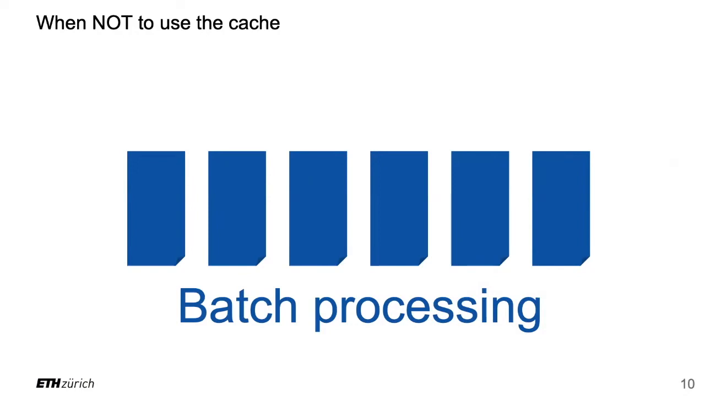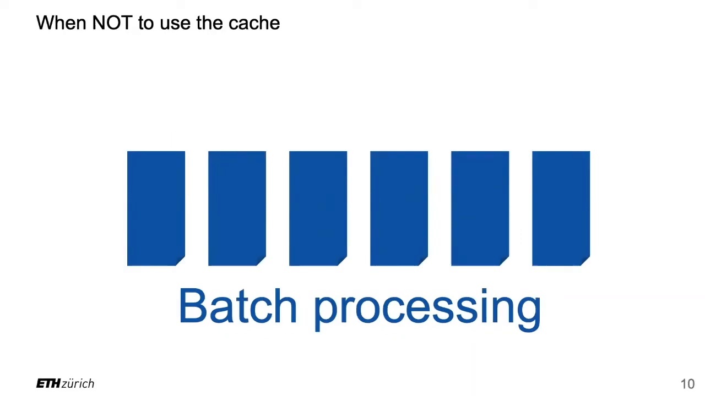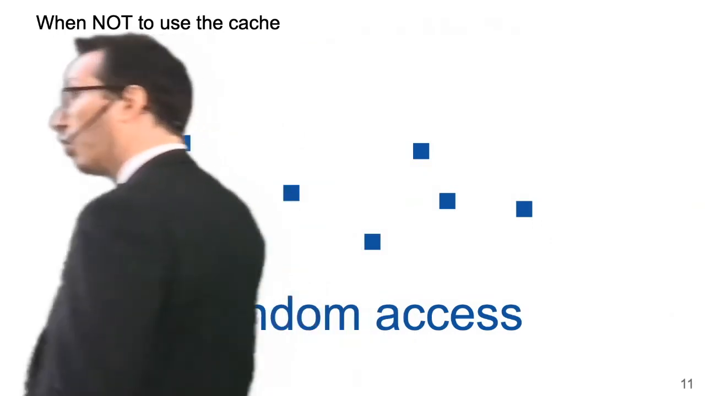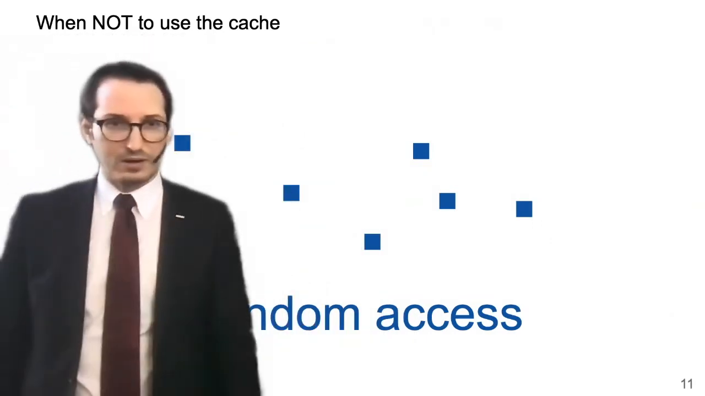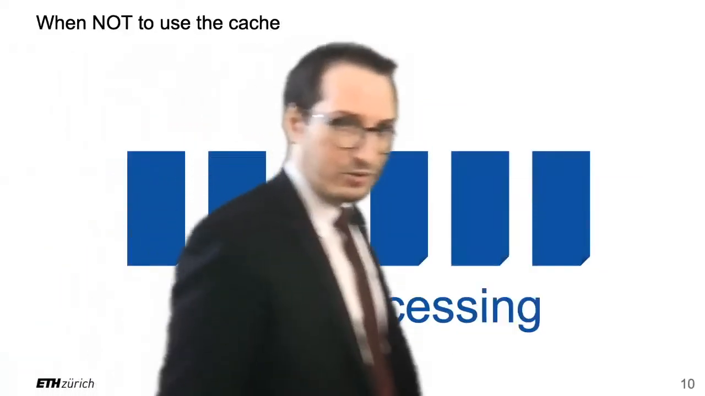For example, if you just batch process, which we will see with MapReduce and Spark, then you just scan the entire data. There is no point in caching anything in that case, right? Just go through the entire data anyway. And the second case where you don't need to use the cache is if you keep accessing randomly all over the place, and then you never get twice to the same value. So here the cache is not of much use, right? So these are the two cases. But on the contrary, if you keep accessing the same data, it's called hotspots, then you can actually use a cache. All right, that's the first optimization, the cache.